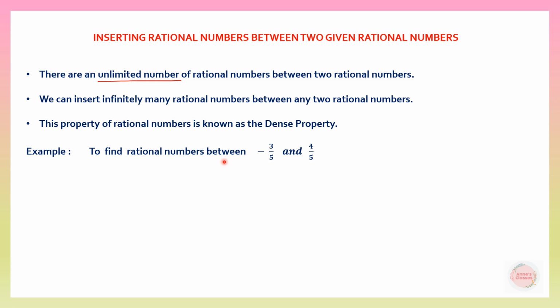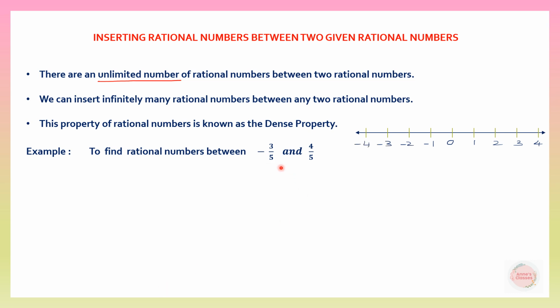To find the rational numbers between minus 3 by 5 and 4 by 5. Now let's take the number line, integers number line. That's why there are two arrowheads so that we can show negative numbers as well as positive numbers here. So here, if I take this as 0, here we start with 0 here. On the right I have positive numbers, isn't it? 1, 2, 3, 4 and so on. On the left I have negative numbers, minus 1, minus 2, minus 3, minus 4 and so on.